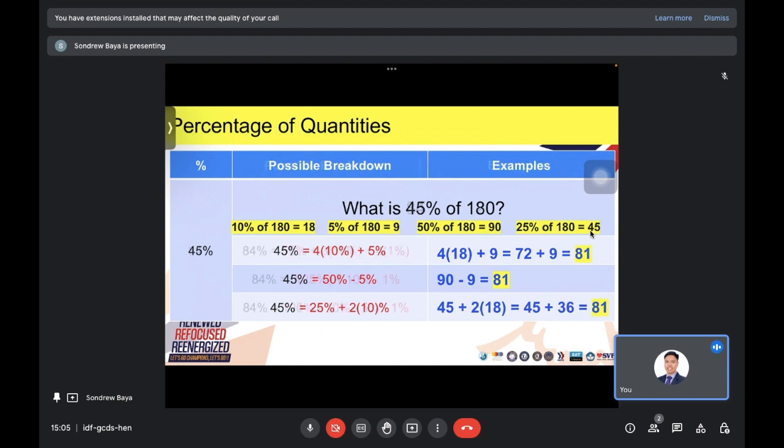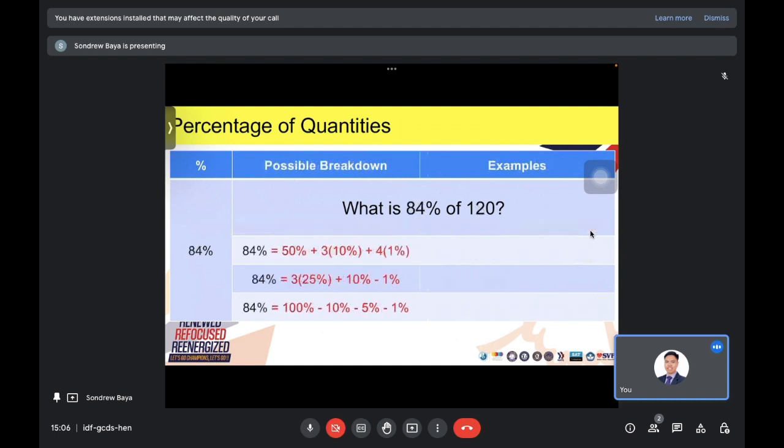Let's have another example. What is 84% of 120? Again, I am only presenting three different breakdowns, and these are the possible breakdowns. 84% could be broken down into 50 plus 30 plus 4%. Or 84% could be broken down into 75%, using the common percentage 25, plus 10%. So 75 plus 10 is 85, minus 1%, that gives us 84.